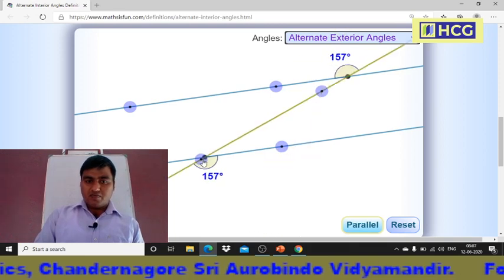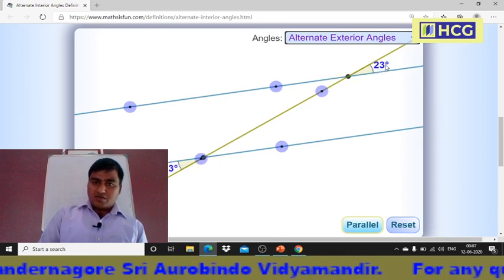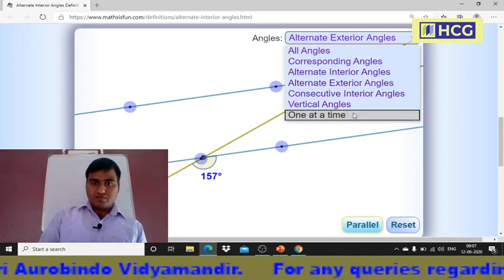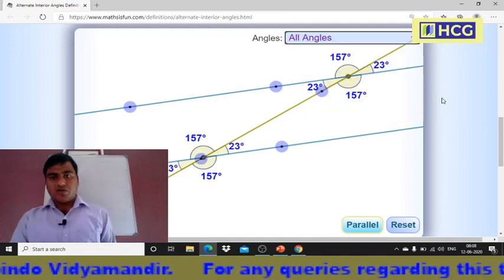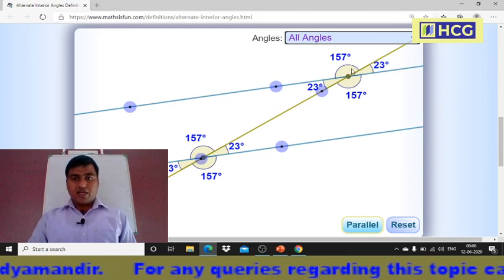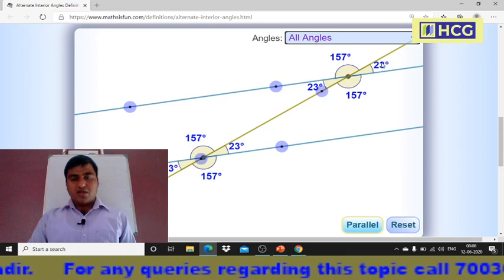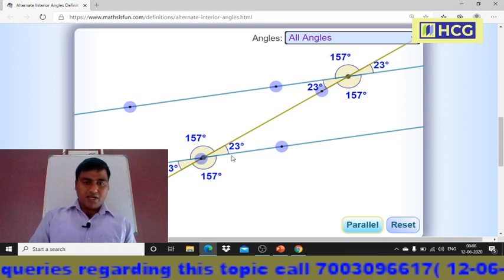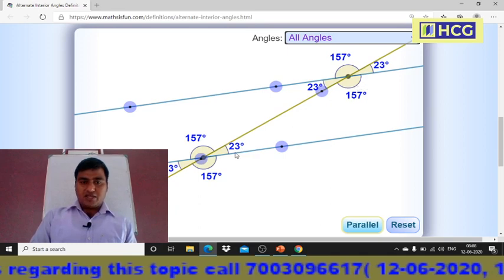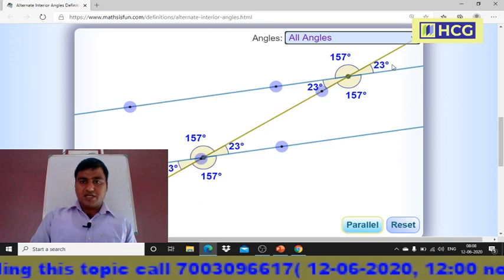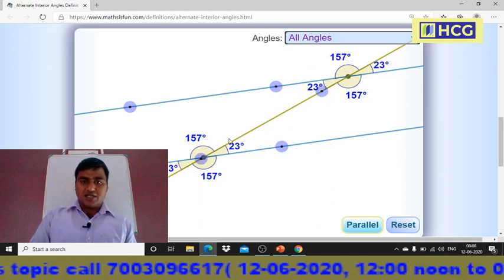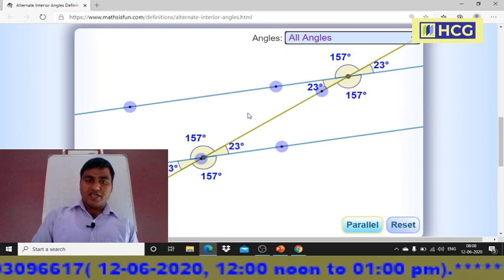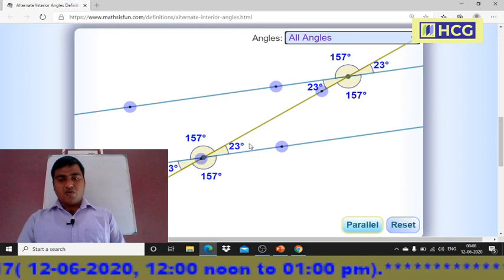Now here we have 23, 23 and 157, 157. These are all the angles. The two angles 157 and 157 are vertically opposite and equal. This is 23, this is 23. Vertically opposite angles are equal. These and these are corresponding angles, and corresponding angles are equal. These and these are alternate angles, so alternate angles are equal.